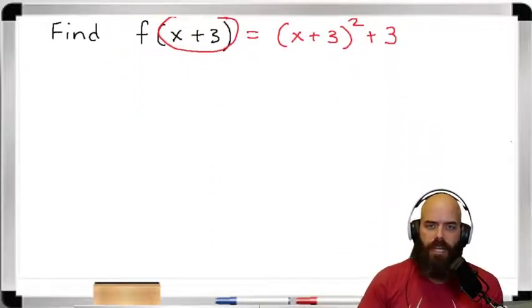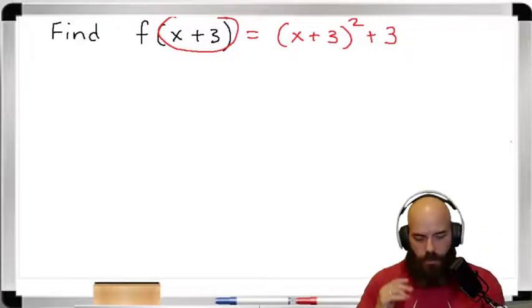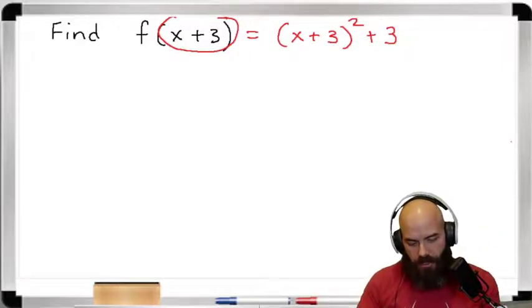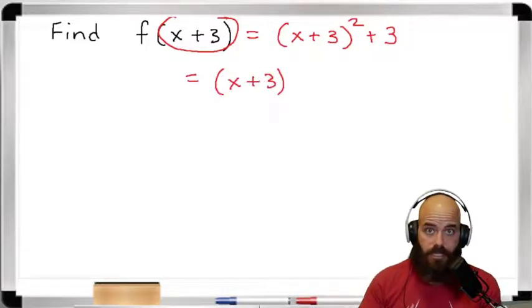All right, so now we have to jump into our algebra bag a little bit, and we have to say, okay, well, I have a binomial squared. So when you have a binomial squared, what you would like to do is write it out twice. x plus 3 squared is the same thing as x plus 3 times x plus 3.